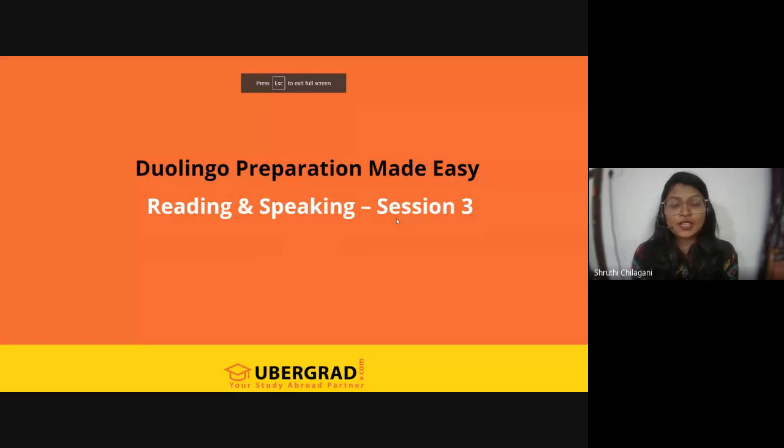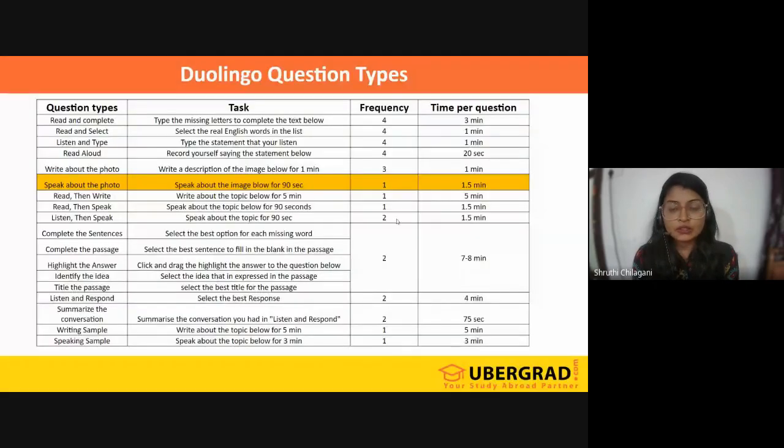Okay, guys. So yesterday we covered our reading session 2, and we started a small snip of our speaking session, where we did some small exercises and some pronunciation exercises, and we tried to solve some read aloud problems. Right. Today we are officially starting speaking session 1. Today the main topic that we are going to cover is speak about the photo.